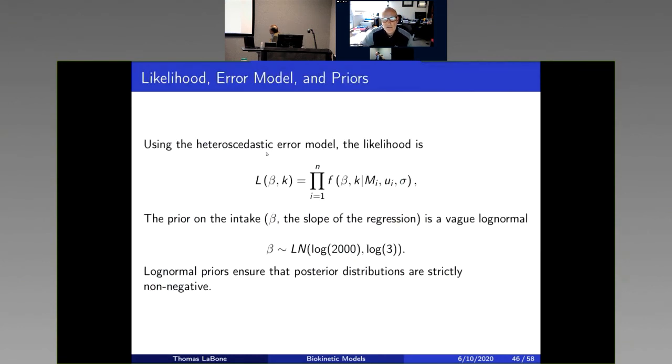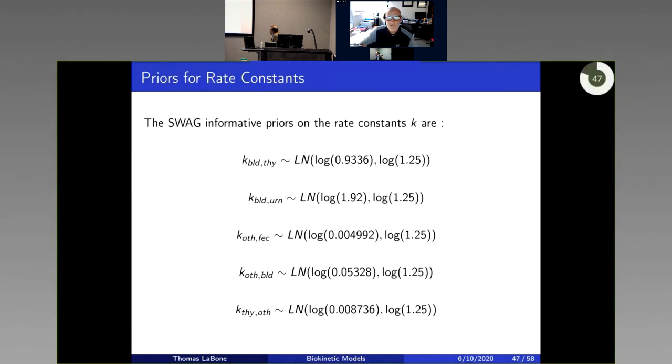So again, using the heteroscedastic error model, this is the likelihood. For the prior on the intake, everything has to have a prior in order for you to turn the crank. I am making this a vague log normal. I don't really know what this is, so it's a GM of 2000 and a geometric standard deviation of 3. These log normal priors ensure that the posterior distributions are strictly non-negative, so they're very common to use. These are the SWAG informative priors, as I discussed before, for each of the rate constants. We have the Riggs constant, and then a geometric standard deviation of 1.25 that applies to all of them.